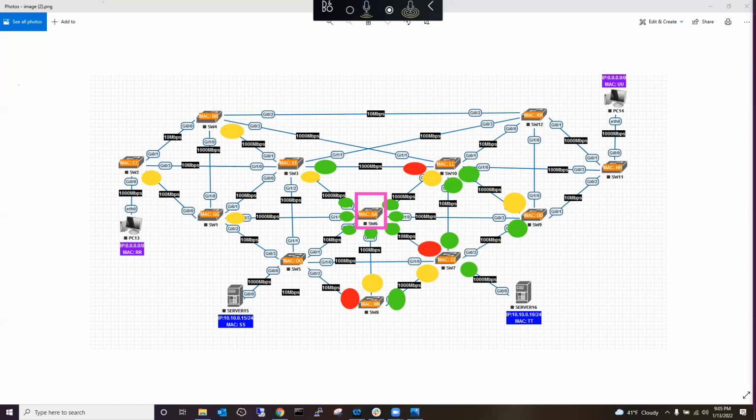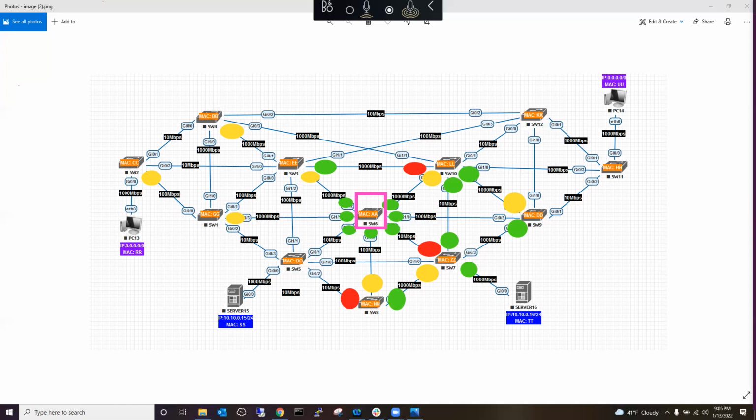That's exactly what I picked. Yeah, that was a loop right there. Switch 7, 9, and 10, right? That's what I picked. So Max, why did you pick that port?